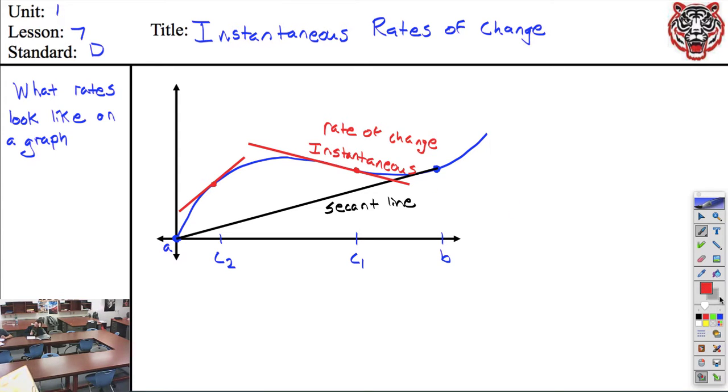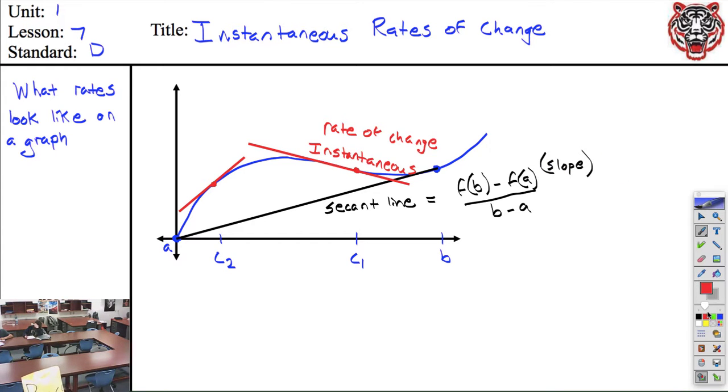But before I do that, we need to review from yesterday. What is the slope of this secant line? What was the formula? If I have b, f of b, stuff like that, that secant line slope was f of B minus f of A, over B minus A. Perfect. That was the slope of the secant line, so I can make a note here.